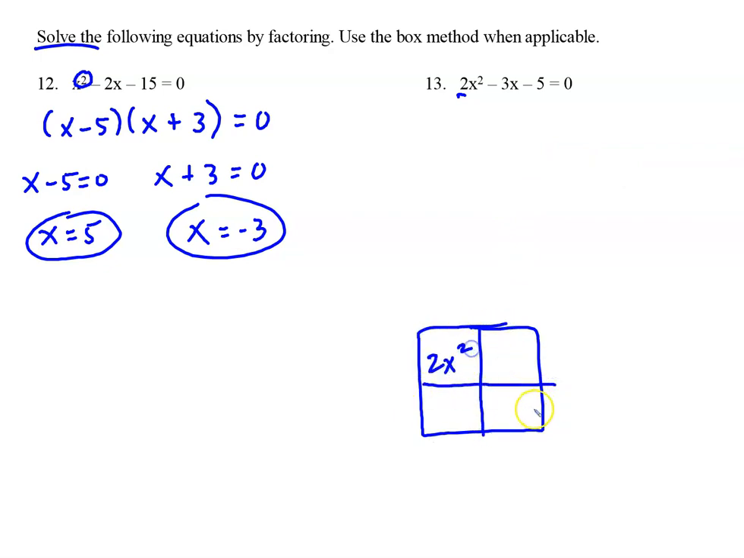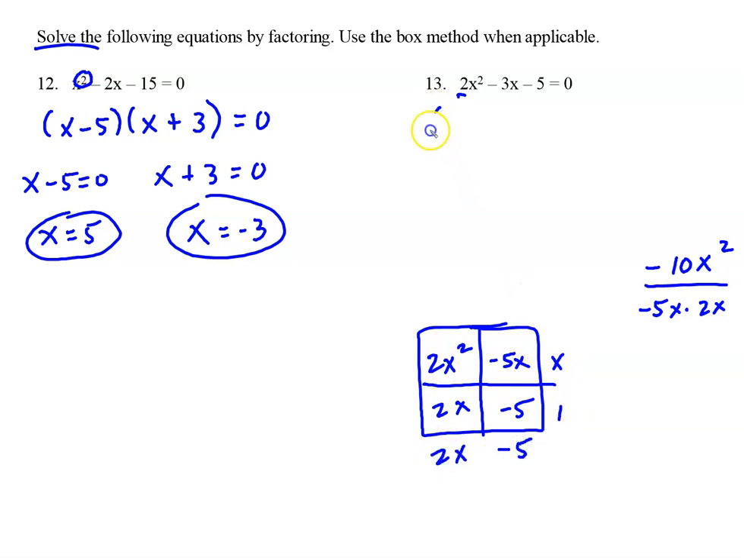2x squared goes here, negative 5 goes here, multiply those together, and now come up with the factors of this that add up to negative 3x. That's negative 5x and positive 2x. And put those in the other two empty squares. Find your GCFs, x and 1, 2x, negative 5, and that tells you what your factoring is.